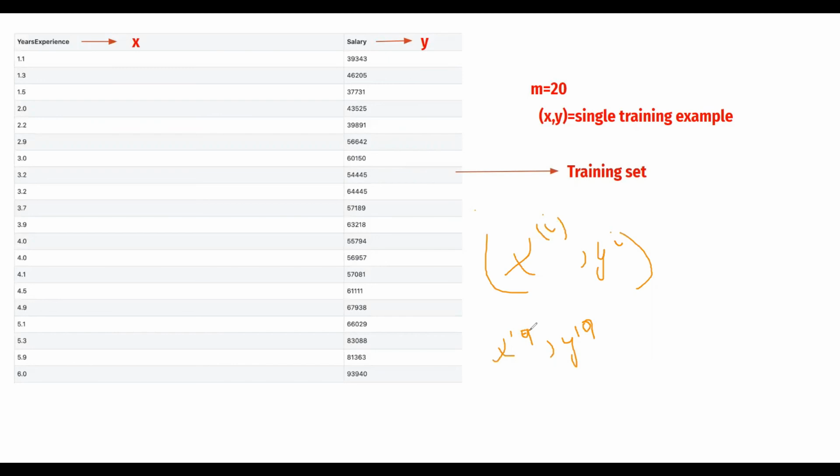So that's it for linear regression with one variable. In the next video of this course, we will talk about the cost function for the linear regression model.